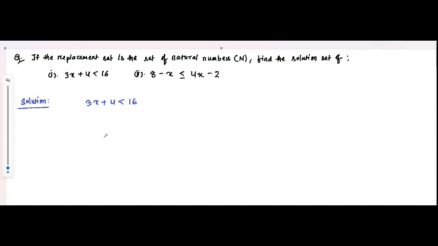The rule is, when a positive term is taken to the other side of the inequation, in this case from LHS to RHS, this plus 4 will go, so it will become minus 4 here. So 3x is lesser than 16 minus 4. That implies 3x is lesser than 12.